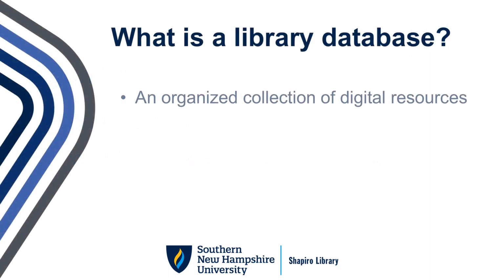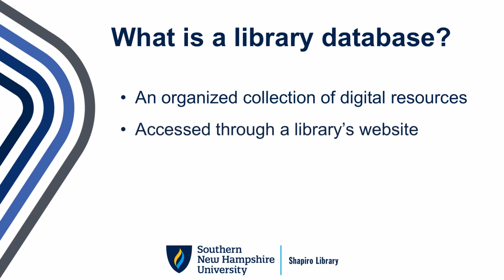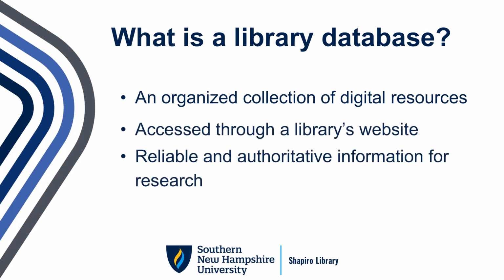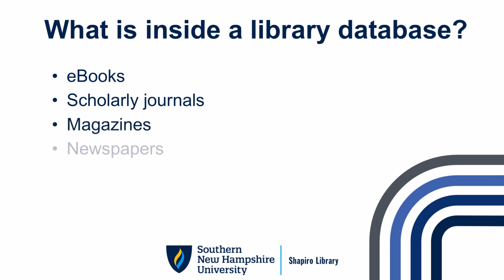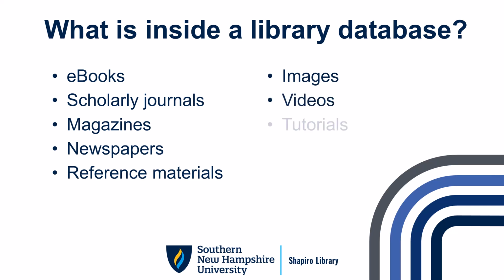A library database is an organized collection of digital resources that can be accessed through the library's website. These databases are designed to help users find reliable and authoritative information on a variety of research topics. Databases contain all sorts of different resources, such as ebooks, articles from scholarly journals, magazines and newspapers, reference materials, images, videos, tutorials, and more. Some databases cover only one subject and carry only one type of content, but many are multidisciplinary or contain multiple types of content.